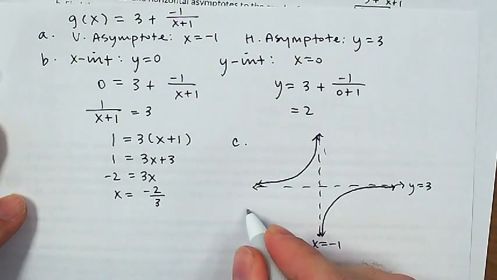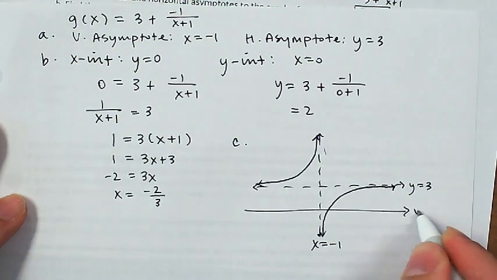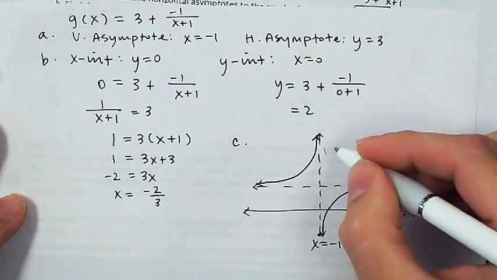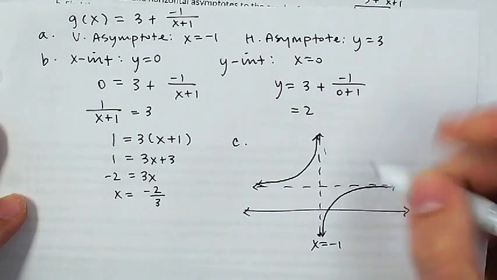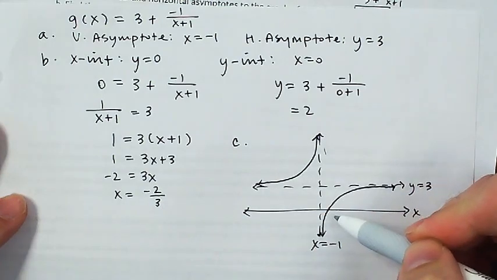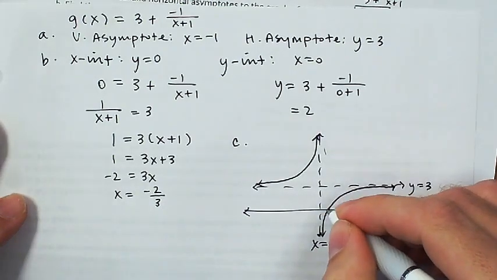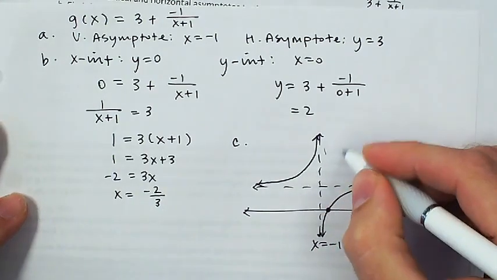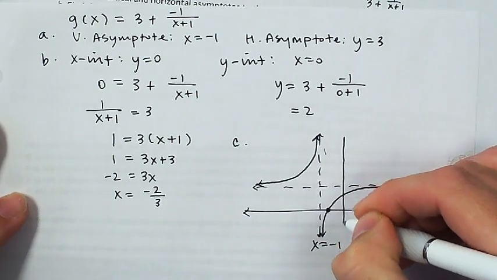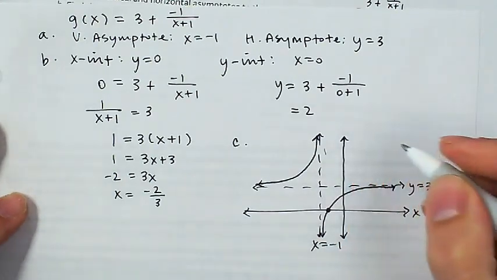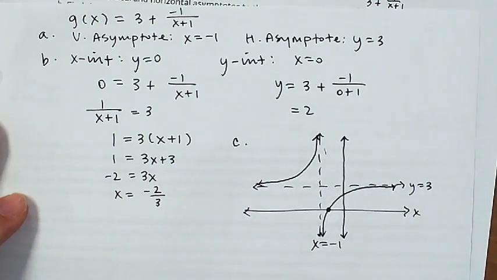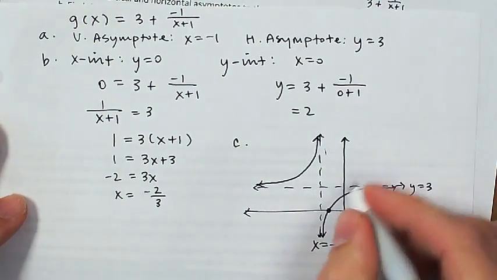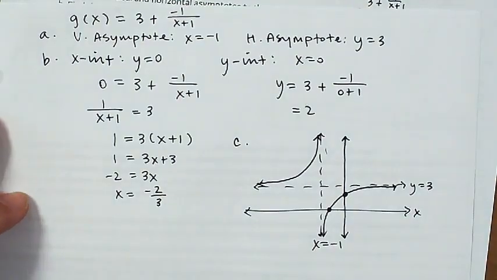Y equals 3. Y equals 0 would be the x-axis. Put that there. X equals negative 1. I need to make sure that the x-intercept is negative 2/3, so that's still a negative number. So it needs to go to the right of this point here. So that gives me a negative x-intercept and a positive y-intercept, which is what I was expecting anyway. Probably not drawn to scale, but who cares?